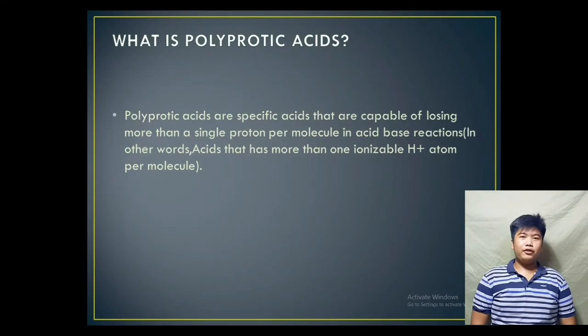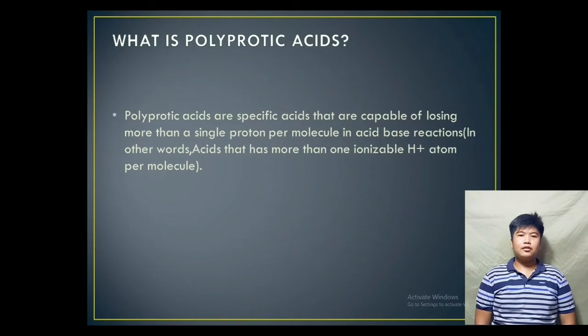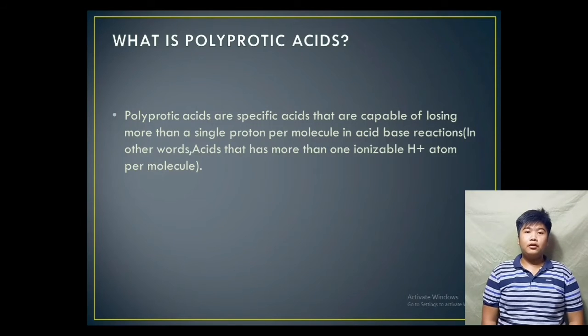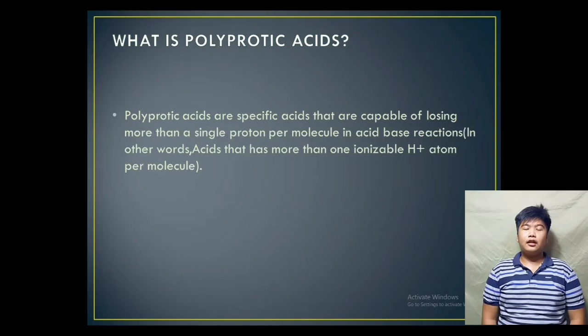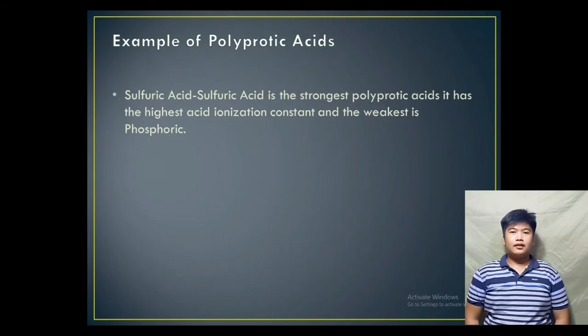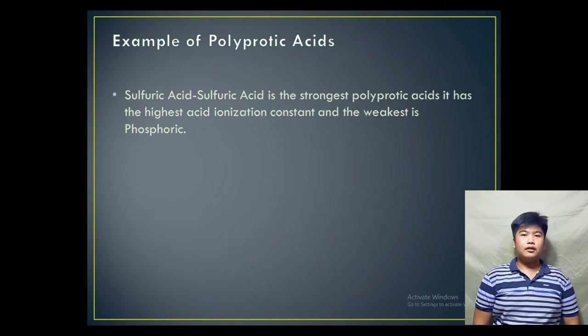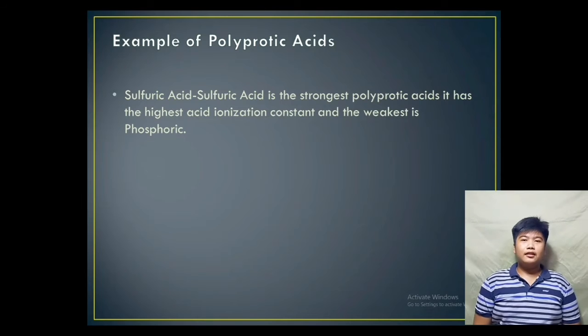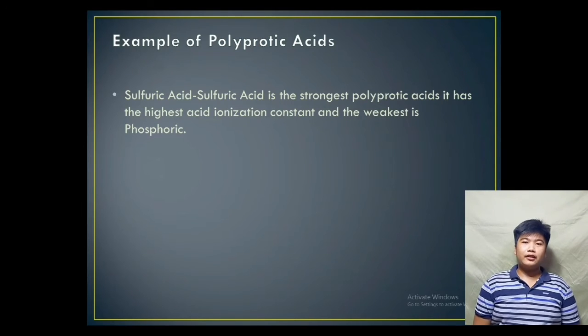What are polyprotic acids? Polyprotic acids are specific acids that are capable of losing more than a single proton per molecule in an acid-base reaction. In other words, they are acids that have more than one ionizable atom per molecule. An example of a polyprotic acid is sulfuric acid. Sulfuric acid is the strongest polyprotic acid. It has the highest acid ionization constant. And the weakest is phosphoric acid.